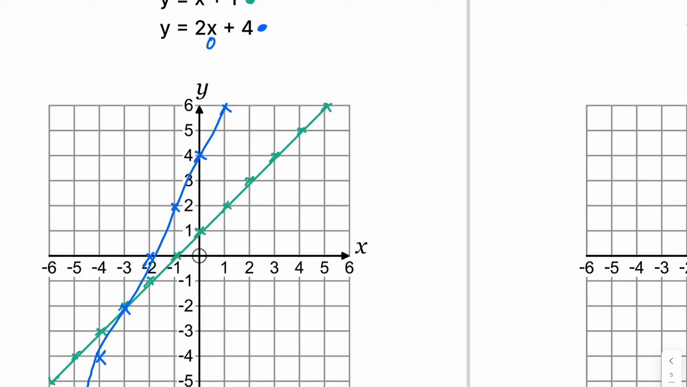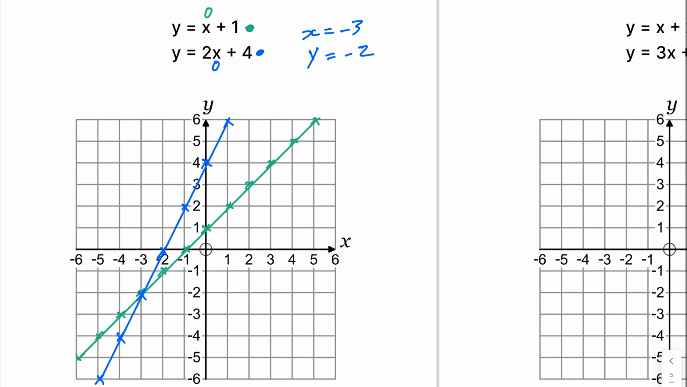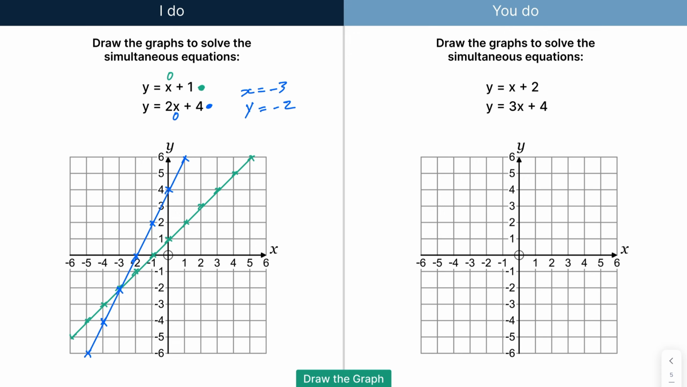And now I'm going to join this together. And I can see both these lines meet at that point there. Now at that point, the value of x is minus 3 and y is minus 2. So x is minus 3 and y is minus 2. So that is how you plot these lines. You just need to plot 2 points. And once you've got 2 points, you can figure the rest out.